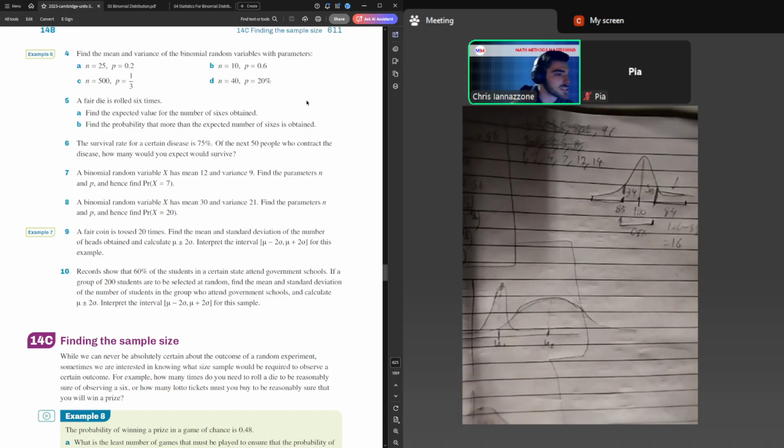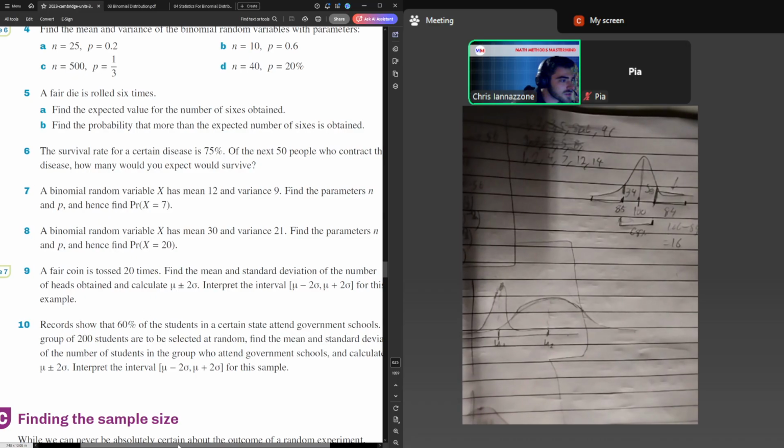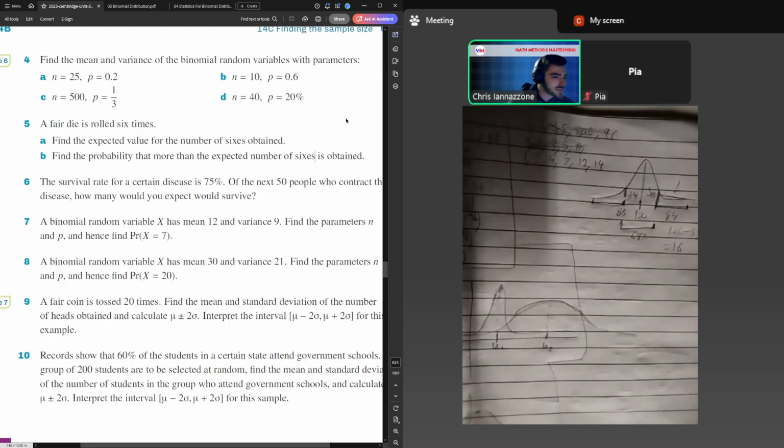A fair die is rolled 6 times. Find the expected value for the number of 6s obtained. Seems like a fairly straightforward question. The wording is very similar to discrete. What do you think we're doing there? N times p. That's it. So what's n and what's p? n would be 6, p would be 1/6. Easy. Alright, that's that.